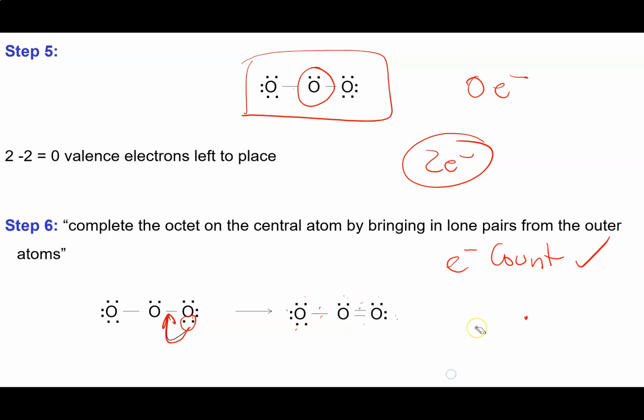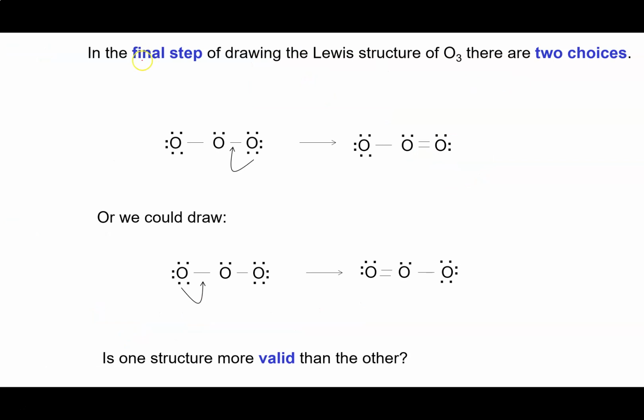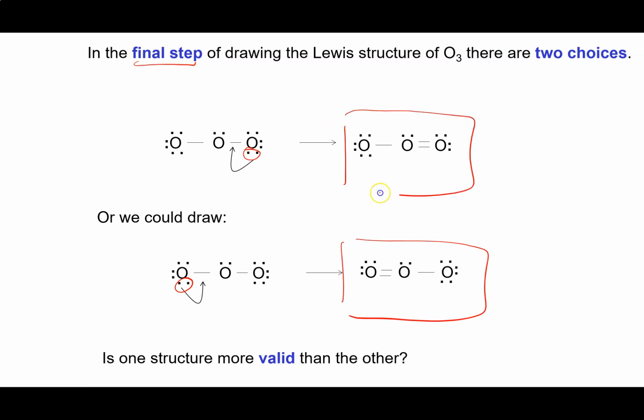The thing that makes it a complex Lewis structure is the fact that, why did we pick this particular oxygen atom to bring the lone pairs in from? Couldn't we have picked the other one equally as validly? Couldn't we have picked this one and brought these in? So in the final step there are 2 choices, right? We can bring the lone pair in from the right, or we could bring the lone pair in from the left. And this would give us 2 valid Lewis structures.